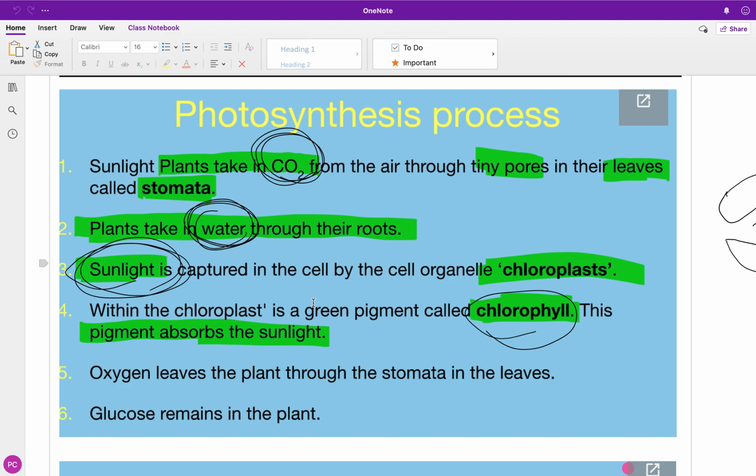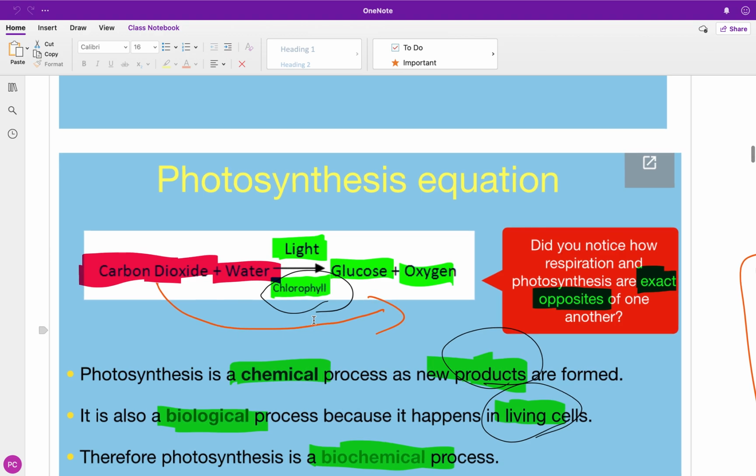Carbon dioxide, water, sunlight, and chlorophyll. There's number 1, number 2, number 3, and number 4. So back to our equation. Yes, carbon dioxide came in through the stomata. Yes, water came up through the roots. Yes, sunlight is absorbed by the chlorophyll.